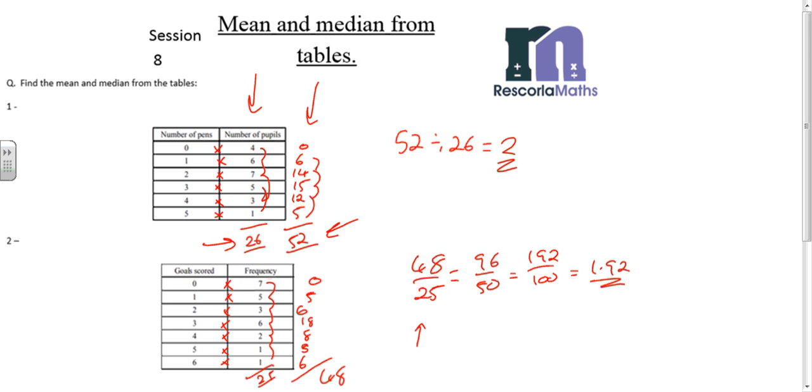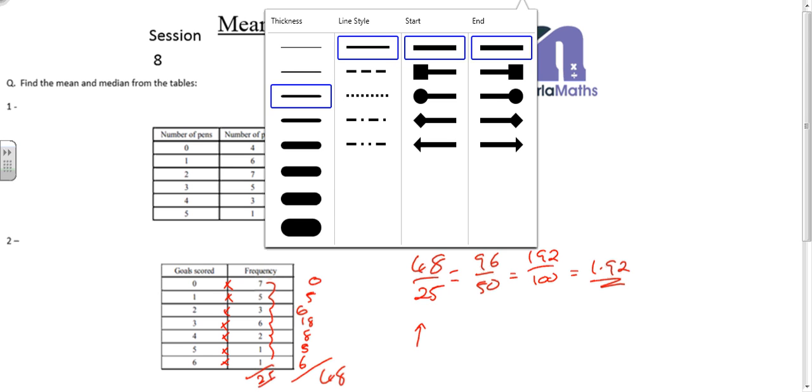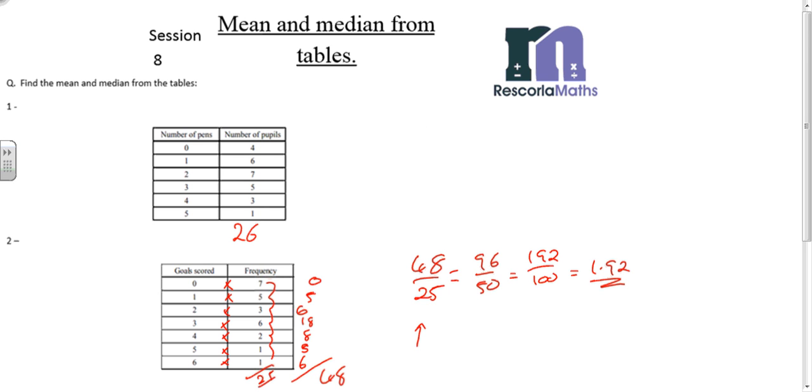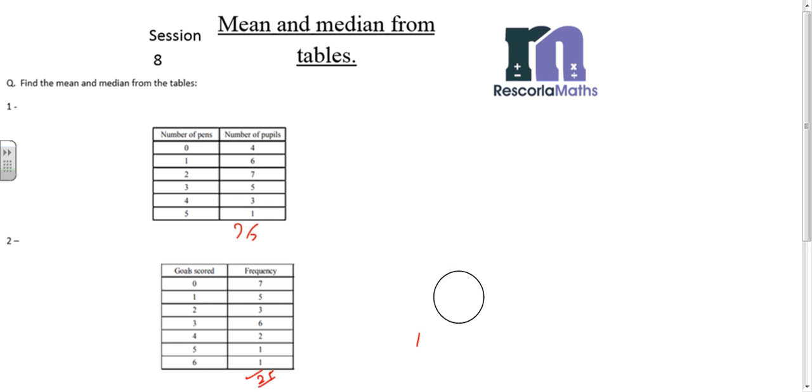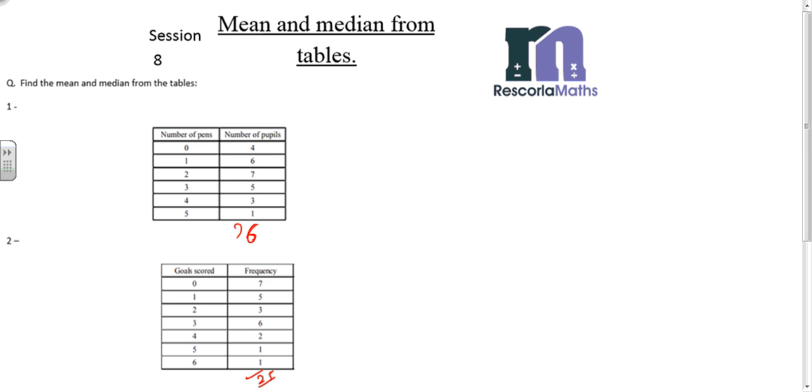Right, the next thing is we've got to find out what the median is. So the median is going to be the middle number. So what we do is we already know that here there are 26 people in the first table and there's 25 in the second table. So to find out where the middle person is, we add 1 and divide by 2. So if this is 26 people, 26 plus 1 divided by 2 equals 13.5. So I want to know where the 13th and the 14th person is. It's going to be halfway between those two people.